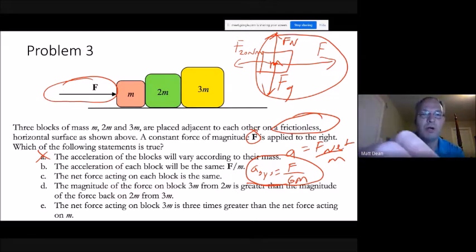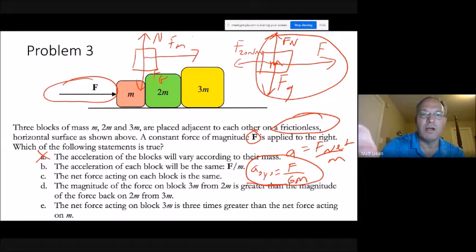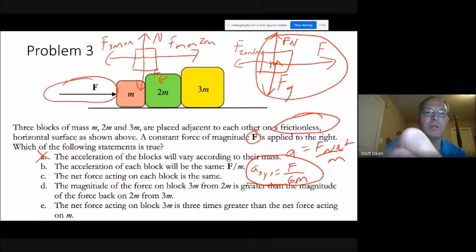So these components are going to be similar. Well, let's just go ahead and do a free body diagram for the 2M box. So this is box 2M. Again, force of gravity, normal force. In this case, there's going to be a force of box M on box 2M, pushing it to the right. But there's also a force of box 3M on 2M, pushing it to the left. So notice the net force on each of the boxes is going to be different. So C, not the same.